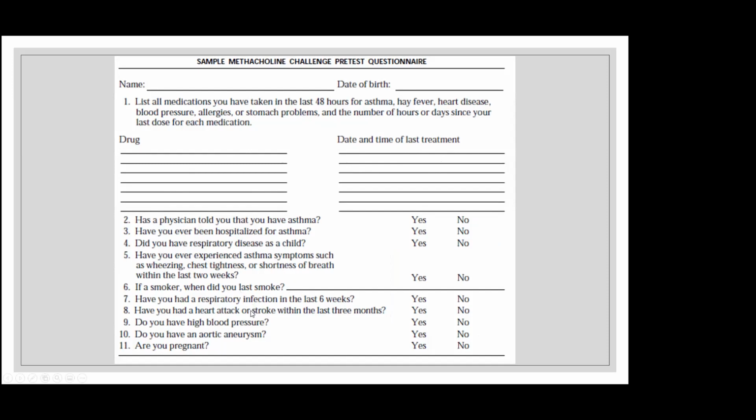And then you can start to see some of the contraindications that are absolute, like have you had a heart attack or a stroke in the last 3 months? If their blood pressure is inappropriately high, greater than 200 systolic, that is an absolute contraindication. Have they had an aortic aneurysm? Things like that. This is just a sample questionnaire.